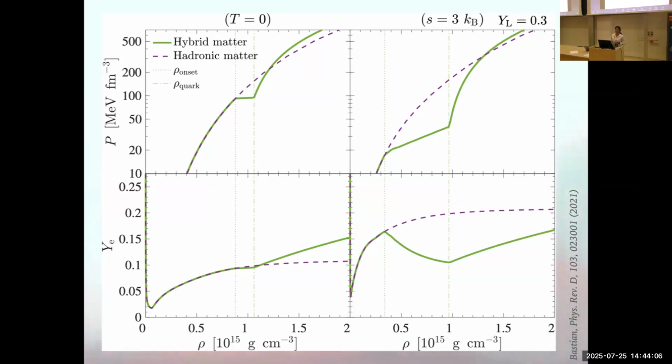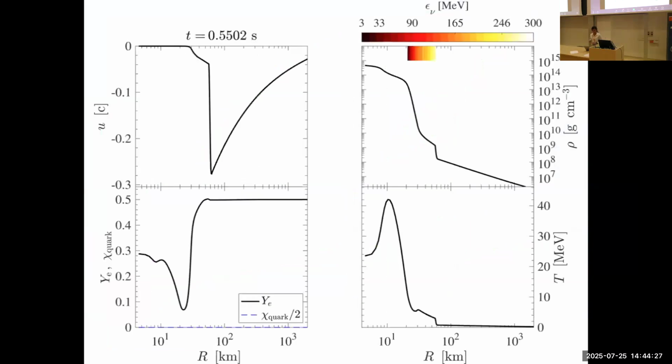However, you know that we don't deal with zero temperature in quark collapse supernovae. So at a fixed value of entropy per baryon and a fixed value of lepton fraction, the same equation of state shows the onset density of the phase transition at much lower values, and the jump is much larger compared to the zero temperature case. So taking this kind of equation of state into account gives us simulations.